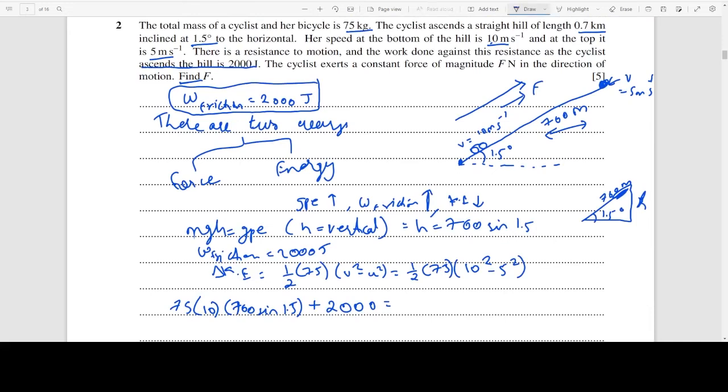Oh guys, I actually forgot to include this, because the constant force of magnitude F Newton in the direction of the motion. So even F Newton, if you see, the distance is increasing. The formula for work done by this force F is equal to F into d, where d is the length, which is 700 meters. So even this is increasing, so we'll include this on the left hand side.